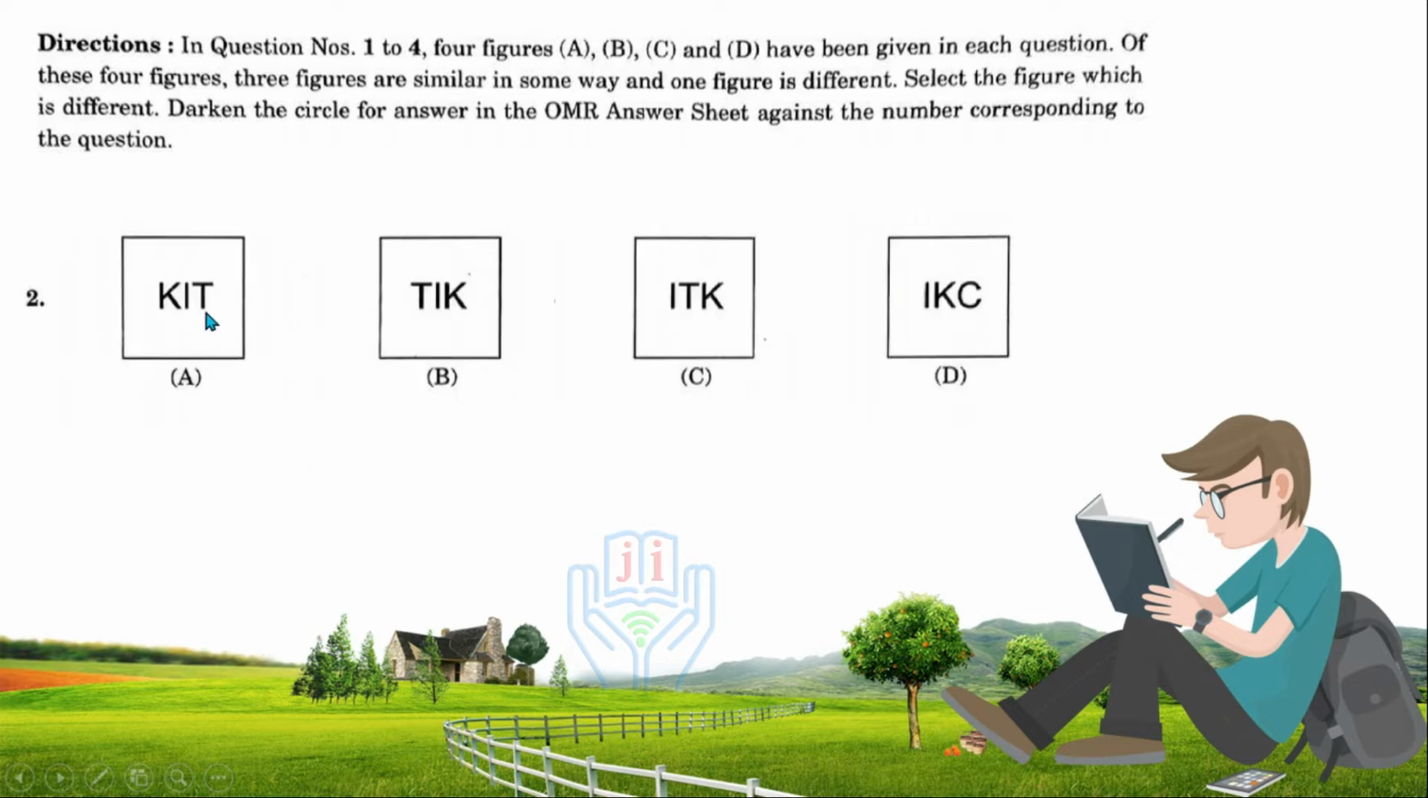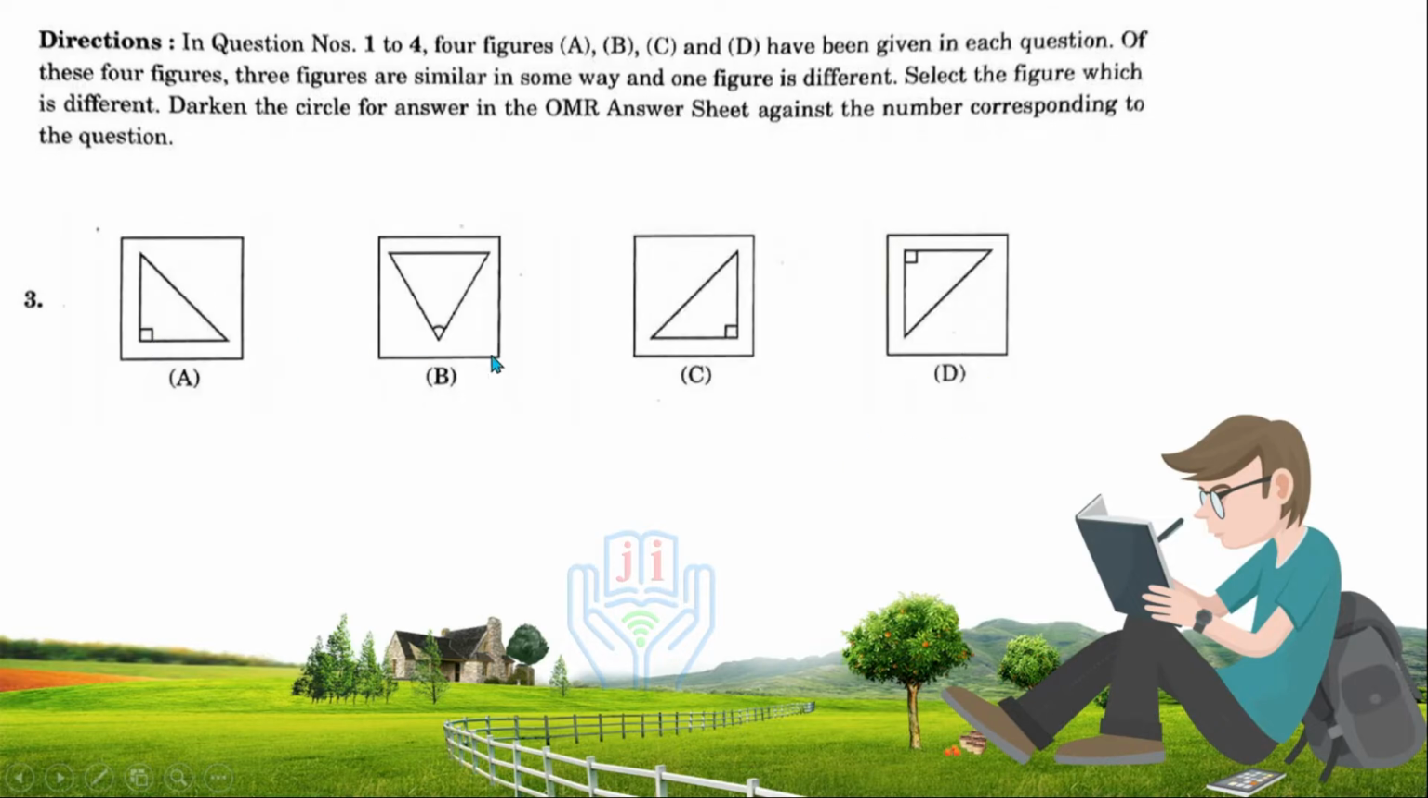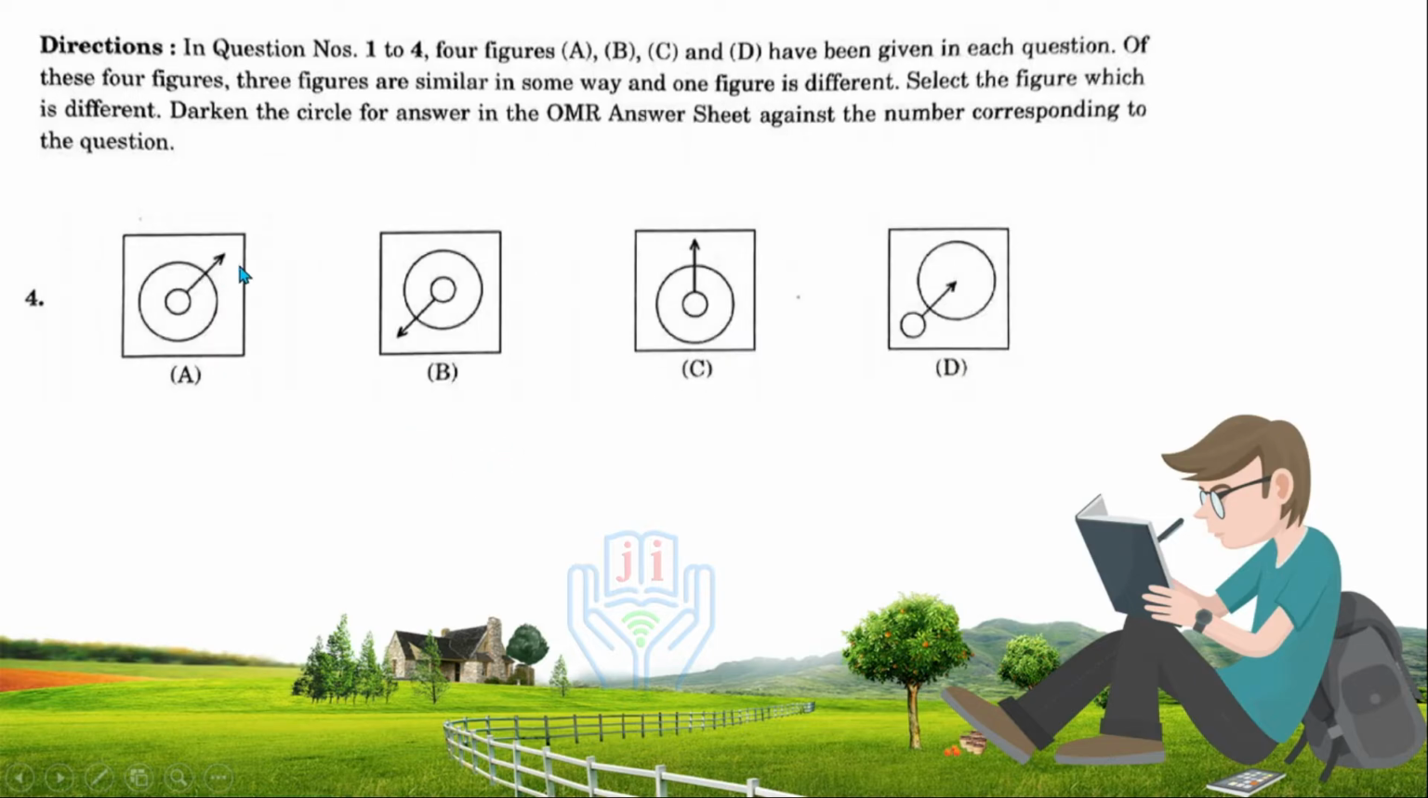Next question. 3 letters KIT, but here C is there. So the answer is D. 90 degrees angle, 90 degrees angle, 90 degrees angle. But this is not a 90 degrees angle. So it will be different. B is the different one. Answer B. The arrow is going outside in B. In the C, the arrow is going outside. But in D, the arrow is going inside. So the answer will be D.